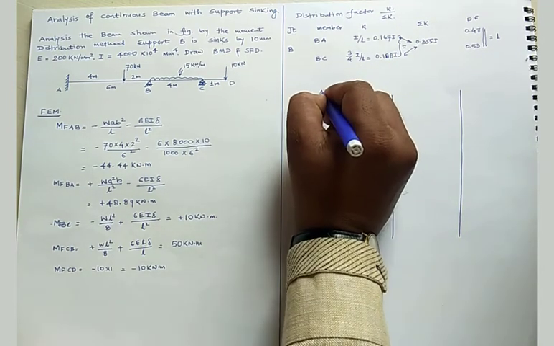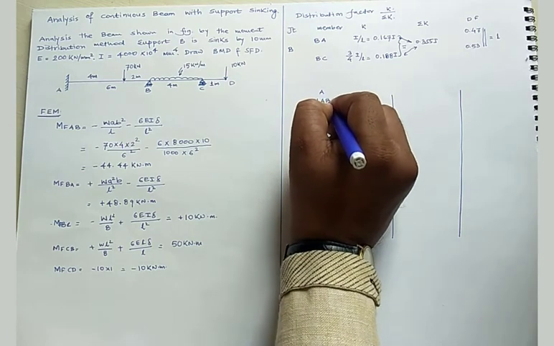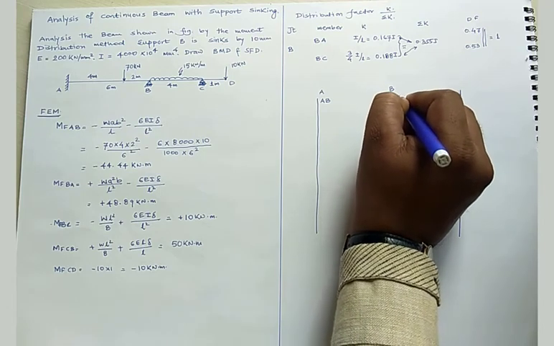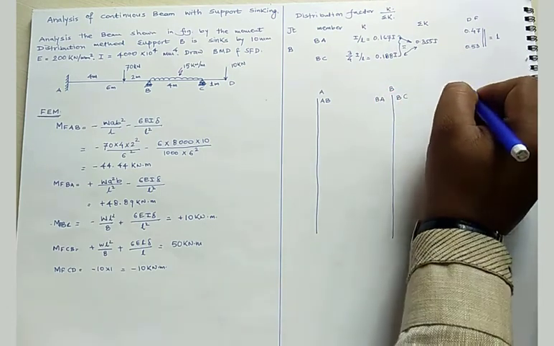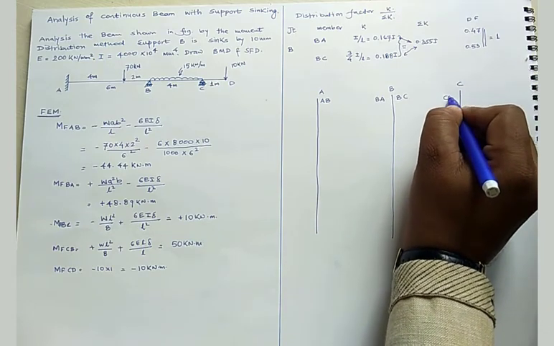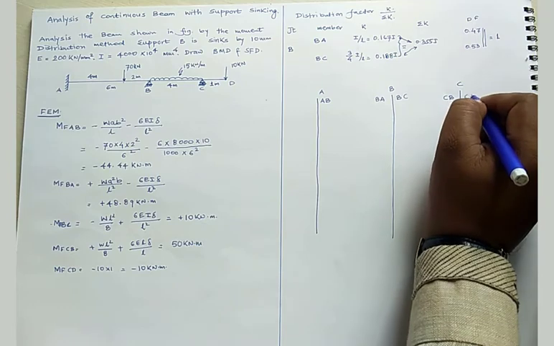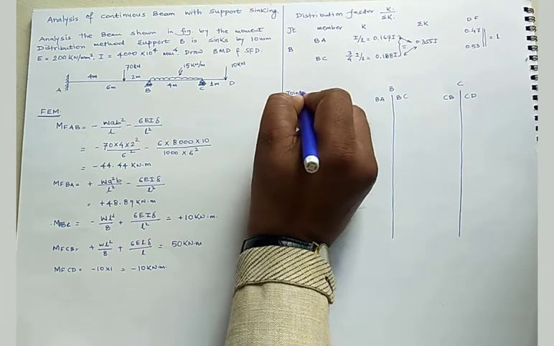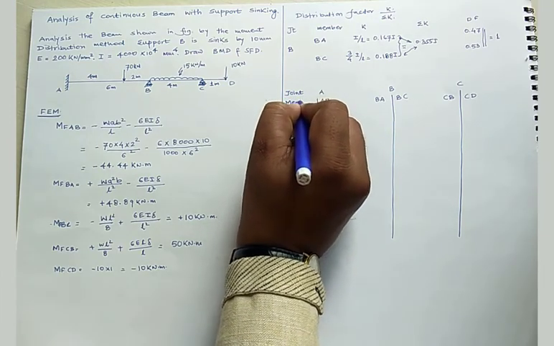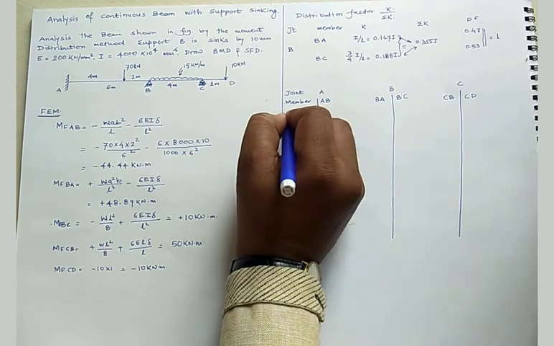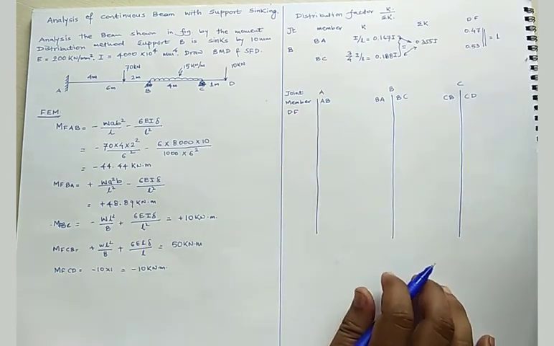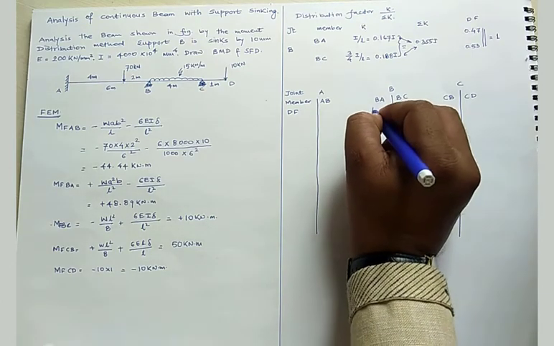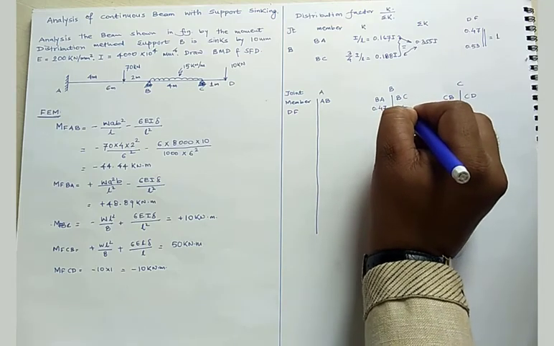For A support, there is member AB. For B support, there are 2 members, BA and BC. For the C support, there is CB and another overhang member, CD. So this is what in the above row we have written about the joint, and next we have written about the member. Next, in the next row we have to write the distribution factor for the individual member. So the distribution factor for BA and BC we have calculated, so it is 0.47 and 0.53.